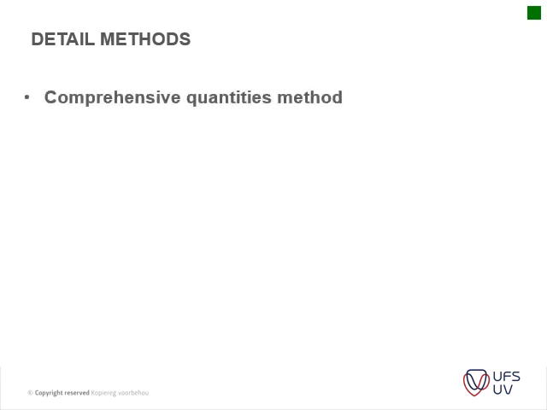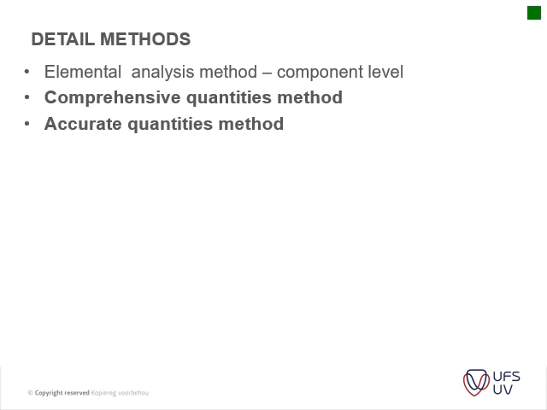Okay, so then we get to our detailed methods. Our detailed methods, this is where most of the information is already available. Now you can actually in detail work out what your square meter floor area would be for your tiling, for instance. Your skirtings, you can measure all of your skirtings, etc. And again, it's divided into 3 different methods. So we've got our elemental analysis method, but it goes up to component level. And then you've got your comprehensive quantities, and then you've got your accurate quantities as well.